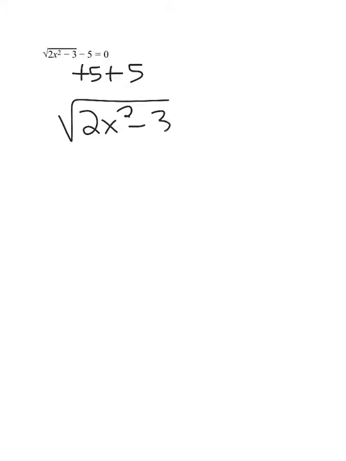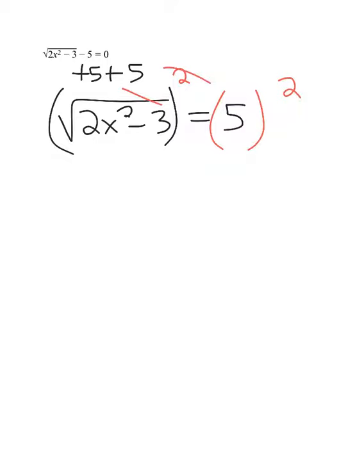Okay, our final example. I'm going to add 5 to each side. So I have the square root of 2x squared minus 3 equals 5. Now I will square. Those inverse operations undo each other. So I have 2x squared minus 3 equals 25.